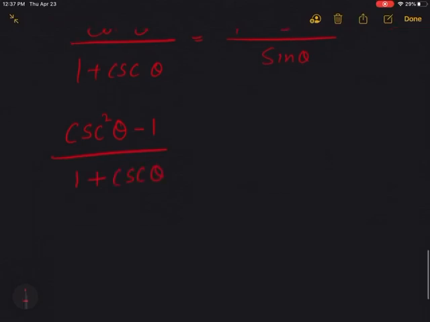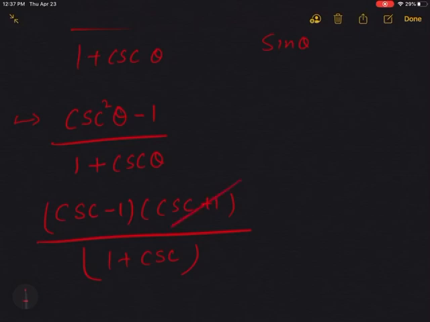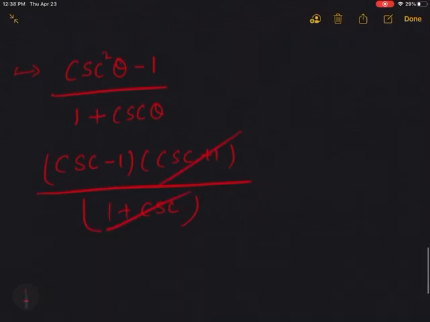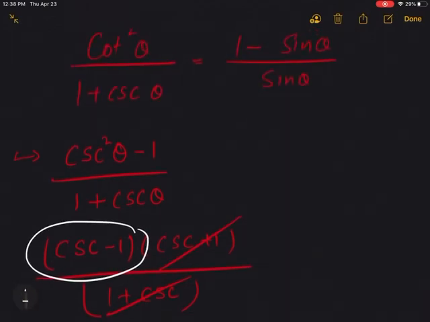Now, if you look closely, the top expression is nothing else but a difference of 2 perfect squares, which could be written as cosecant minus 1 times cosecant plus 1, over 1 plus cosecant. Isn't 1 plus cosecant the same as cosecant plus 1, right? So I could cross these out, and what I'm left with doesn't look like the other side. So I'm just going to stop here. Let's try simplifying the other one.